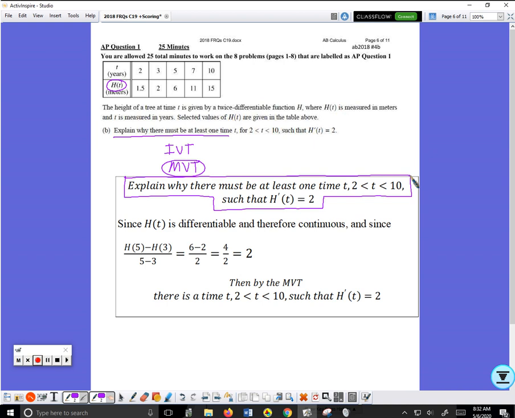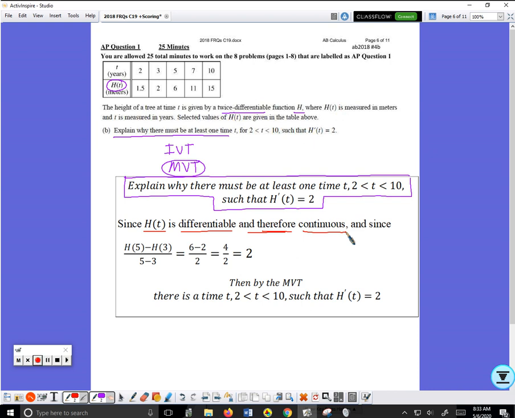Here's the wording you have to have. You can't use the mean value theorem unless the function is both differentiable and continuous. So up here it says the height of a tree is given by a twice differentiable function h. So you write on your paper, since h is differentiable and therefore continuous. So you need those words.